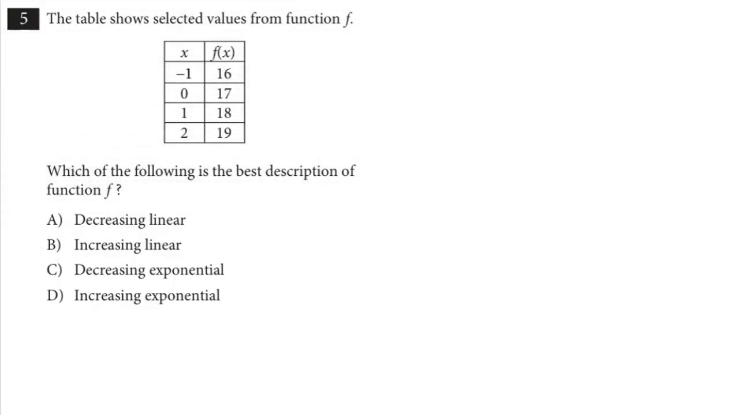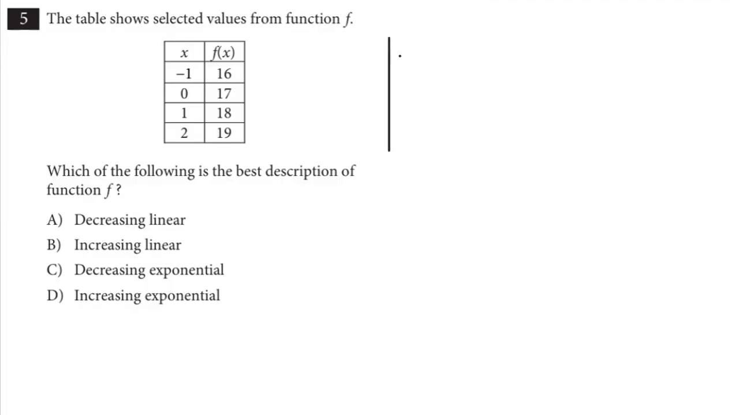Question 5. The table shows selected values from function f. There are some x values and y values, function values. Which of the following is the best description of function f? A, decreasing linear, B, increasing linear, C, decreasing exponential, or D, increasing exponential. Now you might be thinking, how can we judge the shape of the graph on the basis of the table? So one way which I don't recommend is that you can just plot these points, the coordinates, in Desmos, and try to see what kind of shape it makes.